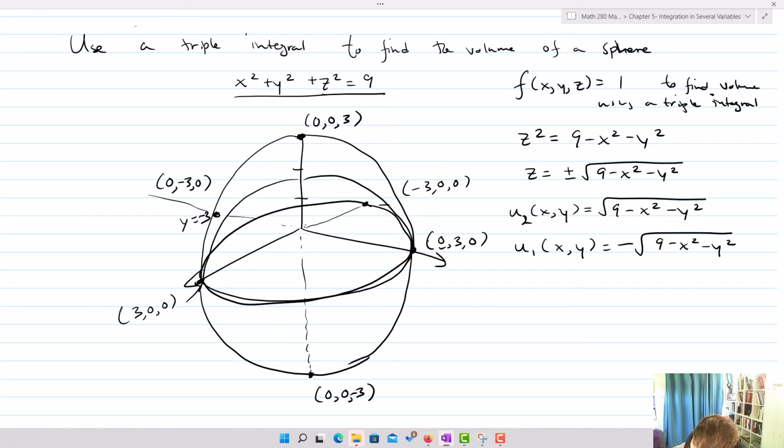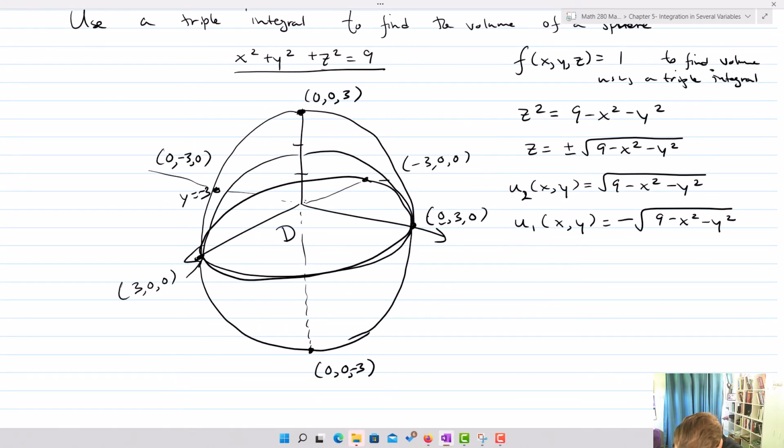It's that circle right there, and that's our region D. We're going to know what that is: that's going to be when z equals 0. So that's going to be x squared plus y squared equals 9 for our region D. Hence y squared equals 9 minus x squared, and so y equals plus or minus the square root of 9 minus x squared.